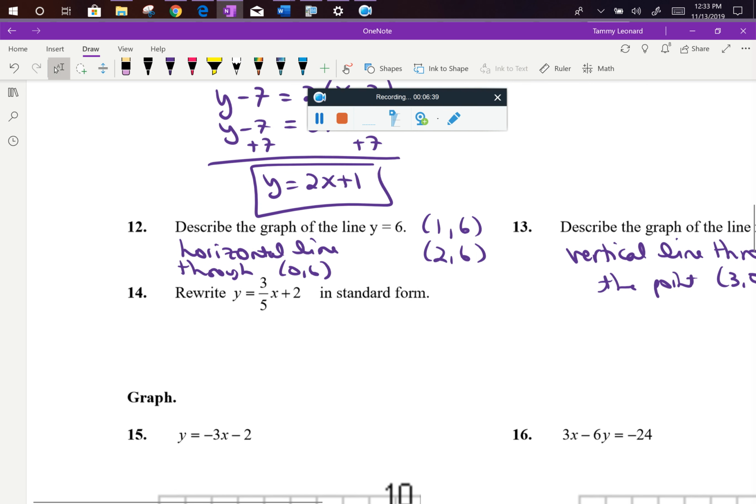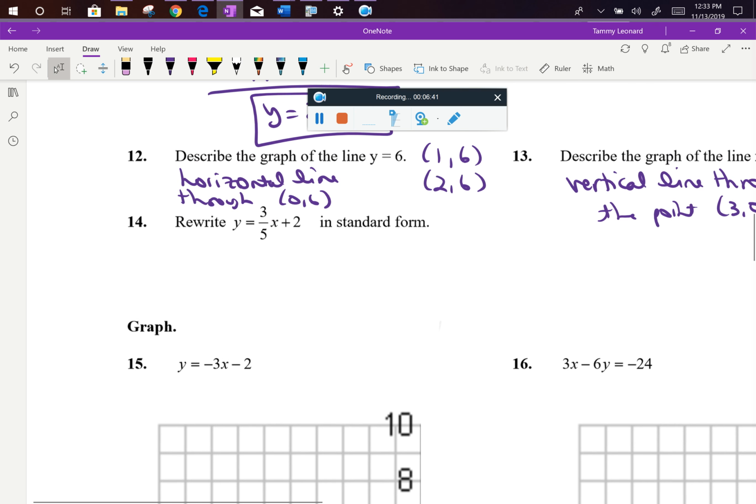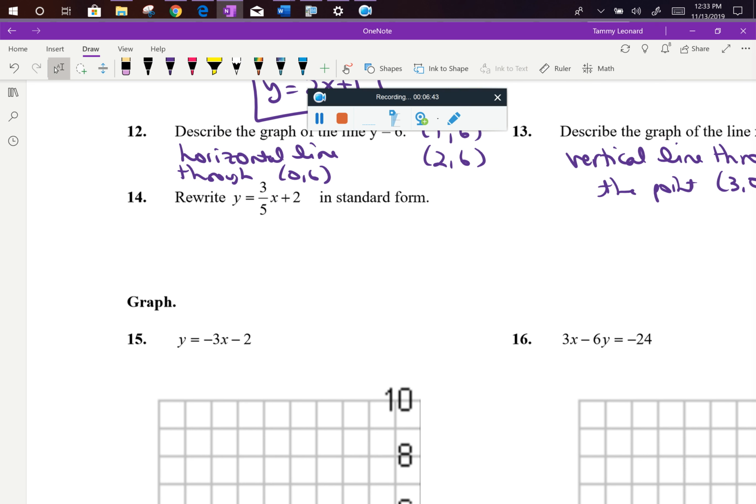In number 14, we're asked to rewrite this in standard form. So we need to remember what the requirements for standard form are. The first thing I notice is a fraction. There aren't any fractions allowed in standard form. So I would start by clearing the fraction, which gives 5y equals 3x plus 10.